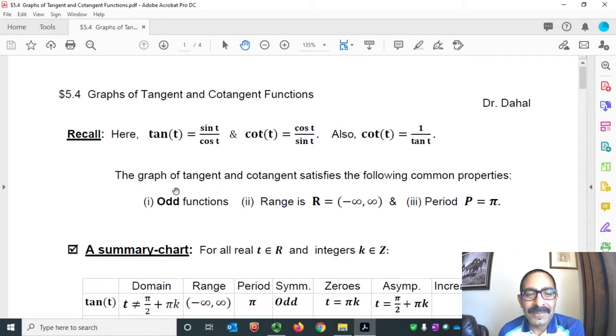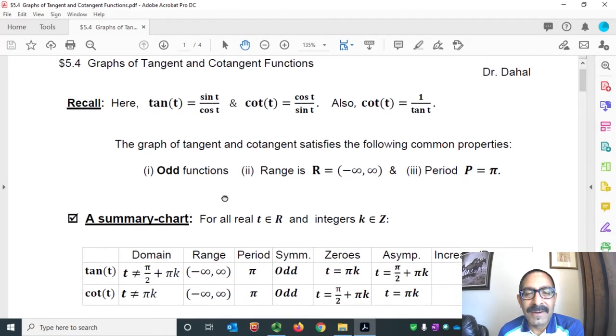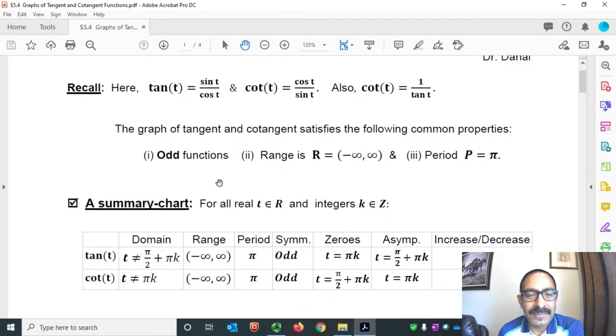First, quick recall. The tangent function is the ratio of sine function over cosine function. Cotangent function is the ratio of cosine function over sine function, and also cotangent function is the reciprocal of tangent function. The graphs of tangent and cotangent satisfy the following common properties. Both are odd functions. The range of both functions is the whole real line, and the period of tangent function and cotangent function is pi.